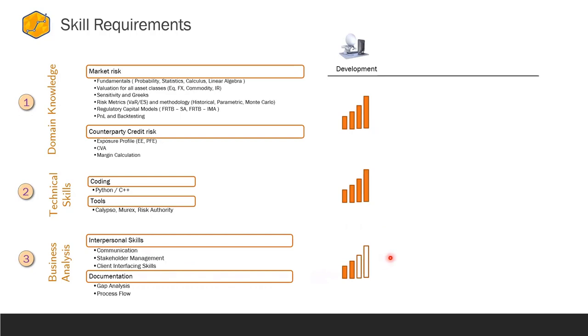And interpersonal skills really don't matter that much. If you are looking for a model development role, yes, you have to talk to different stakeholders and understand the requirements, but you really don't need excellent communication skills to be part of model development. This is all relative, okay? Let's look at the next profile.